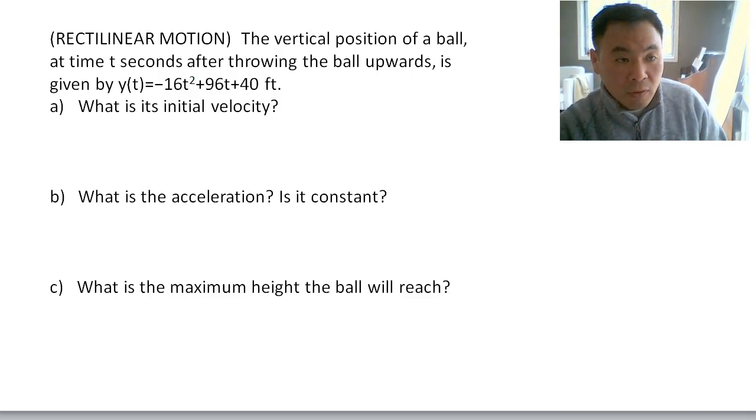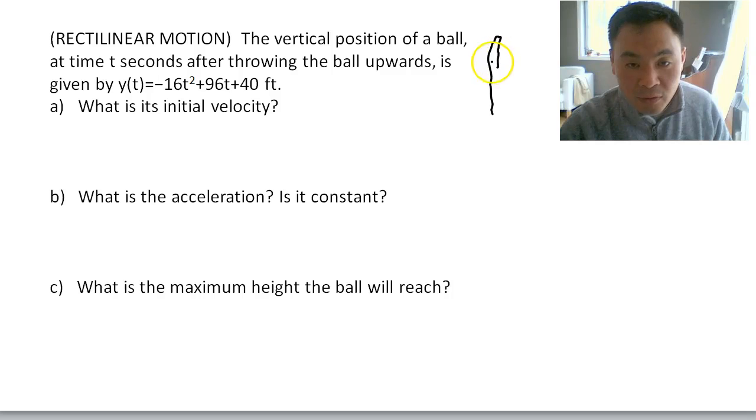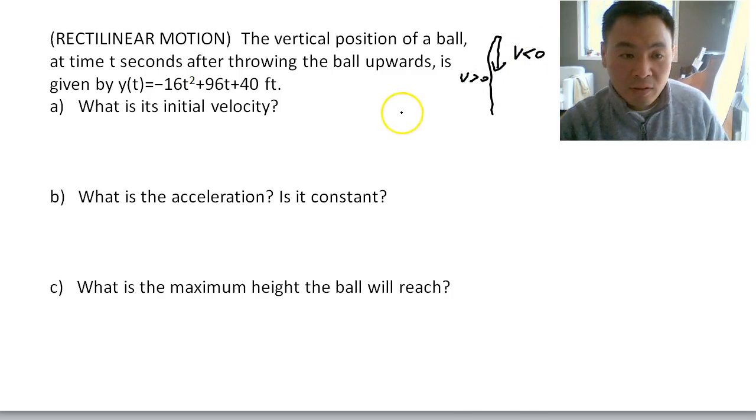Vertical position of a ball at time t seconds after throwing the ball upwards is given by y(t) = -16t² + 96t + 40 feet. So the situation right now is that you're throwing the ball upwards, and at some point it's going to fall back. When it's going up, because the height is increasing, we will say the speed is positive. And when it's coming down, because the height y is decreasing, we know that the speed is negative.